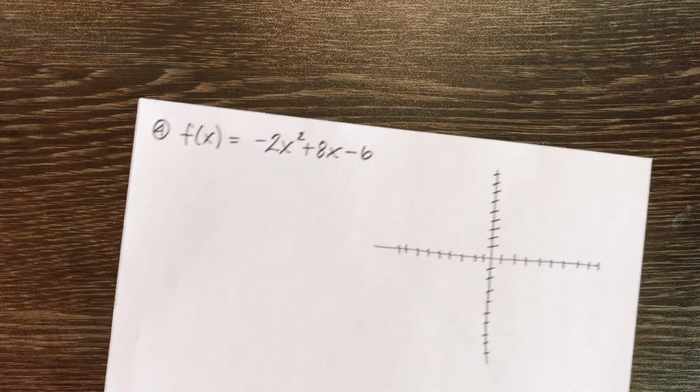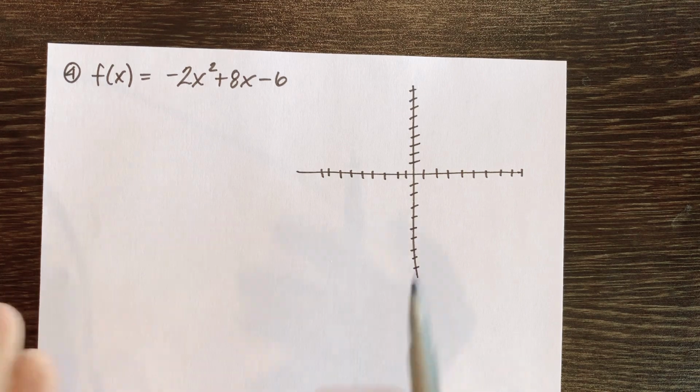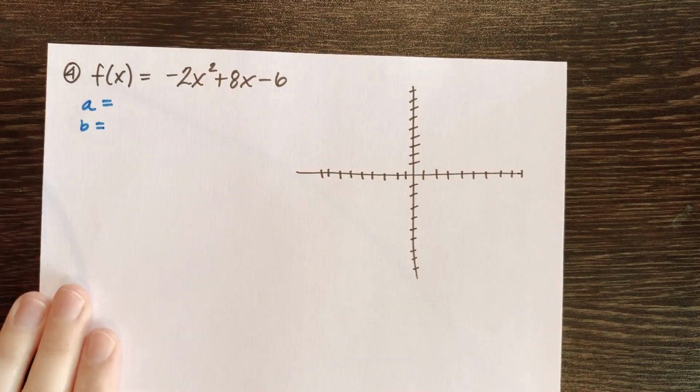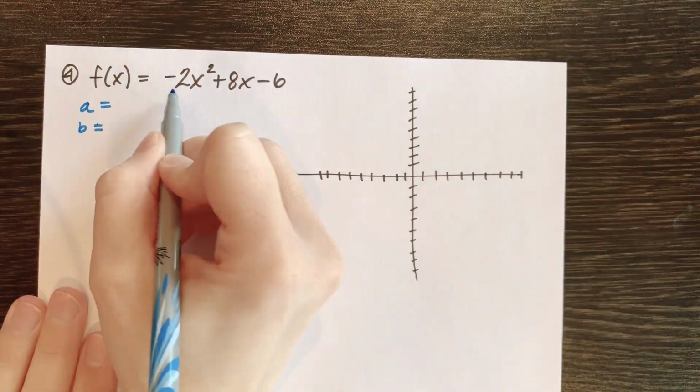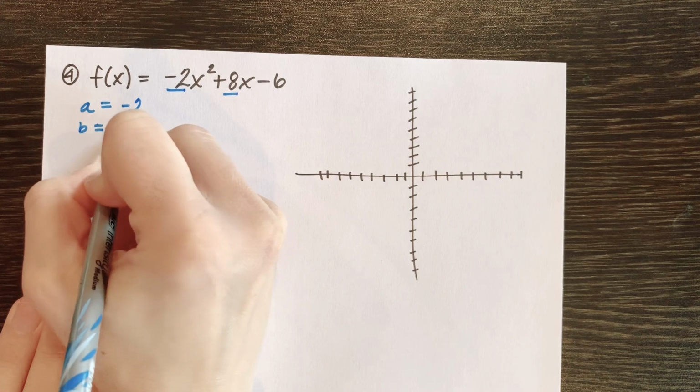And this one has another GCF, something in front, so that should be good as well. Okay, so I have f of x equals negative 2x squared plus 8x minus 6. So again, a good first step, I'm starting with my axis of symmetry always, so I'm going to identify A and B. A this time is negative 2, and B is a positive 8.